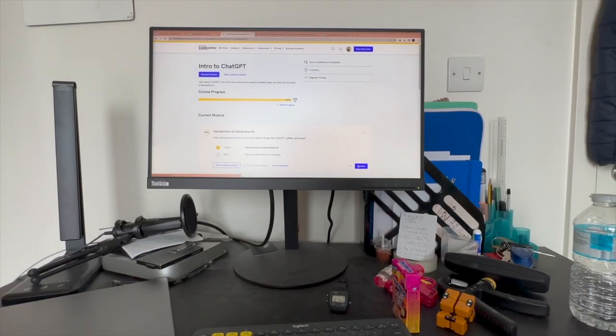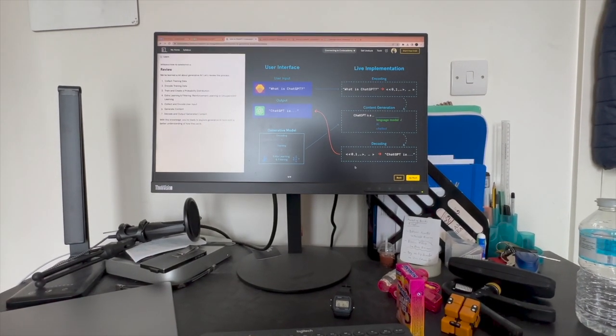I'm probably going to try and continue with Code Academy going forward, with this career path of machine learning, and I'm looking forward to getting into it right now.